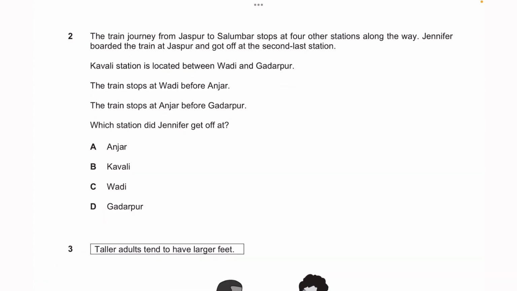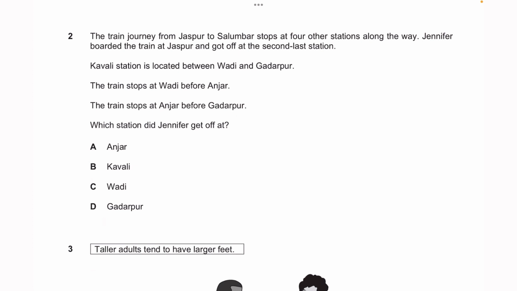Having a look at the next question, question 2. So question 2 says this. The train journey from Jasper to Salumba stops at 4 other stations along the way. Now, Jennifer boarded the train at Jasper and got off at the second last station. Cavalli station is located between Wadi and Gadapur. The train stops at Wadi before Anja. The train stops at Anja before Gadapur. Which station did Jennifer get off at?